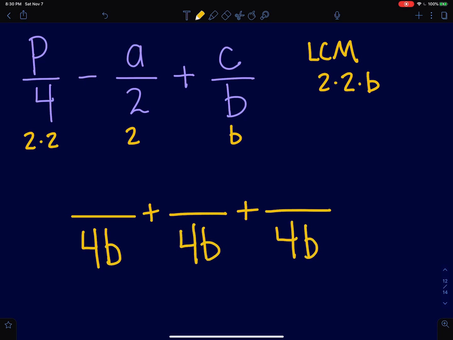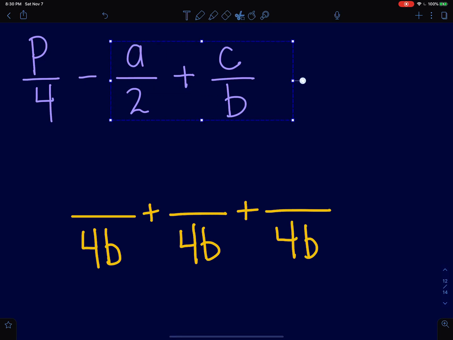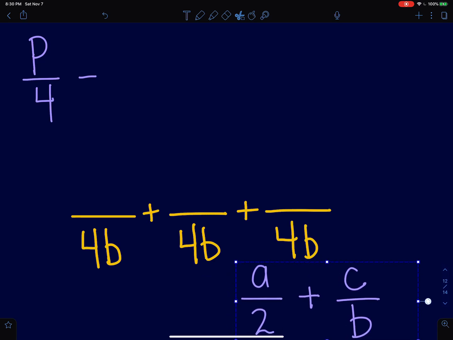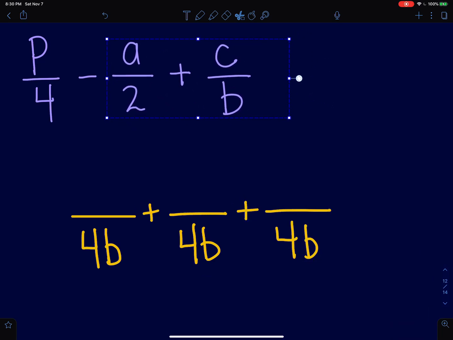All the bottoms are the same, and all the bottoms will be 4b. If you don't know how I did that, make sure you ask me how I did that, okay? Now, let's put this down here. Oh, you know what, though? Before I put it down here, let's deal with this negative sign, because I don't like this negative sign. Let's deal with it right now. We're going to change this to a negative.